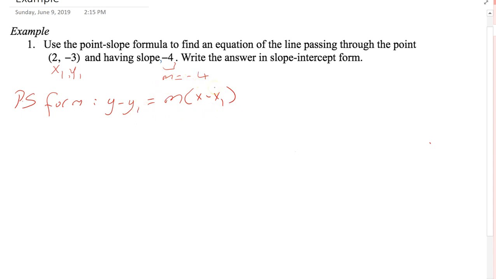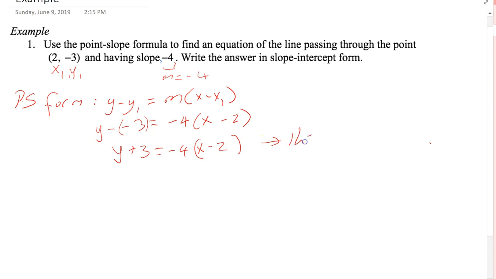Let's plug in some values that we have. Y sub 1, we knew was negative 3, so y minus negative 3 equals m, and this was negative 4, times (x minus 2), because 2 was x sub 1. Now we can simplify this a little bit more. We have y plus 3 equals negative 4 times (x minus 2), and that is our point-slope form, right? So that is the point-slope form of the line.